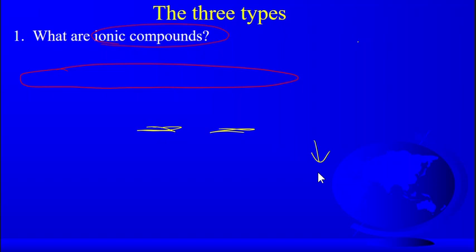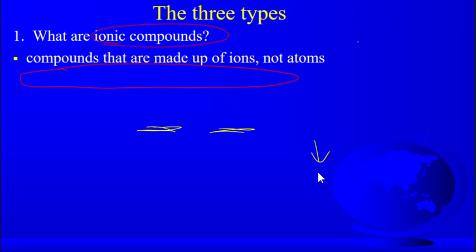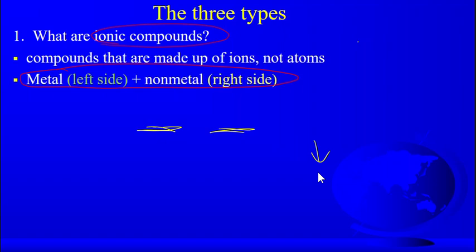What are ionic compounds? Ionic compounds are made up of ions, not atoms. They are a metal, which is something on the left side of the zigzag line, plus a nonmetal, which is on the right side of the stair-step line. So a lefty-righty is going to be an ionic.